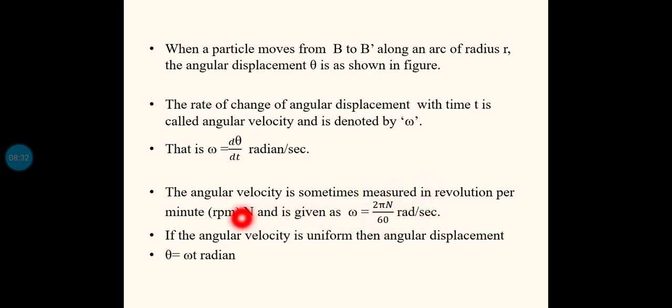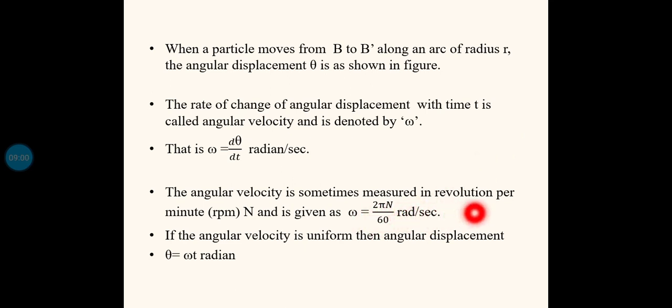Sometimes N can be given in RPS. Instead of giving the number of revolutions per minute, sometimes in a problem the number of revolutions per second will be given. In that case there is no need of dividing by 60; omega equal to 2 pi N will be enough. So be careful about this one. Cross check whether N is given in RPM or RPS. If it is in RPM, omega equals 2 pi N by 60 radian per second, otherwise 2 pi N is enough.